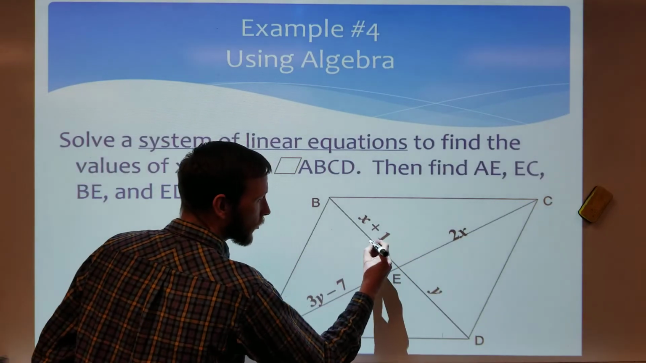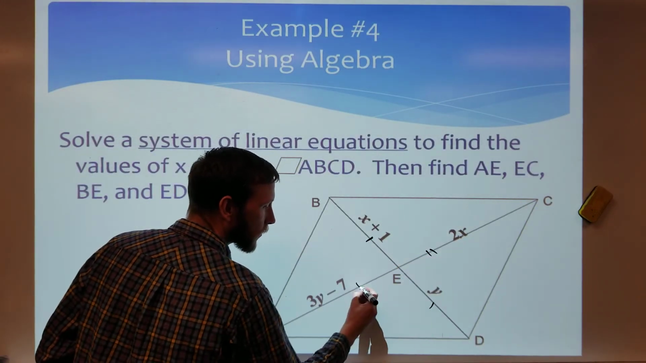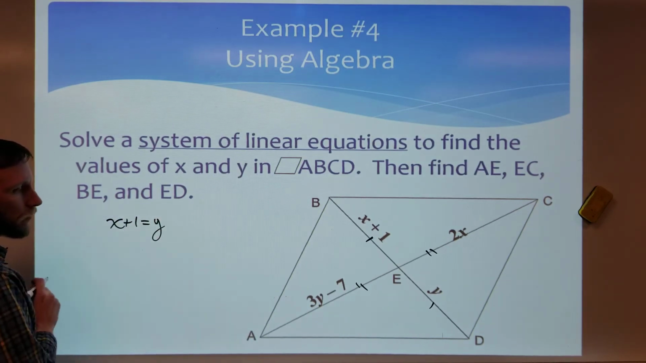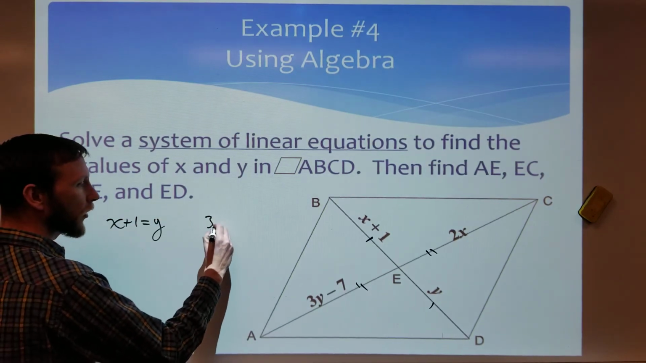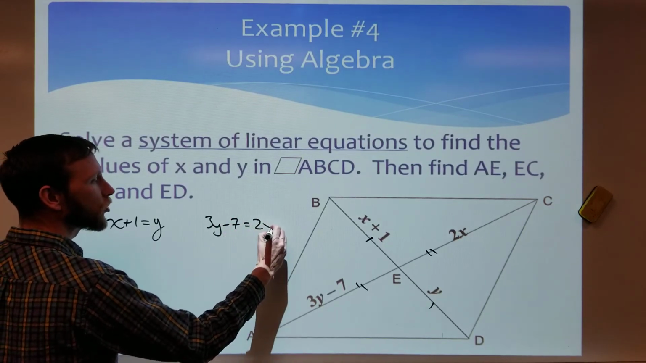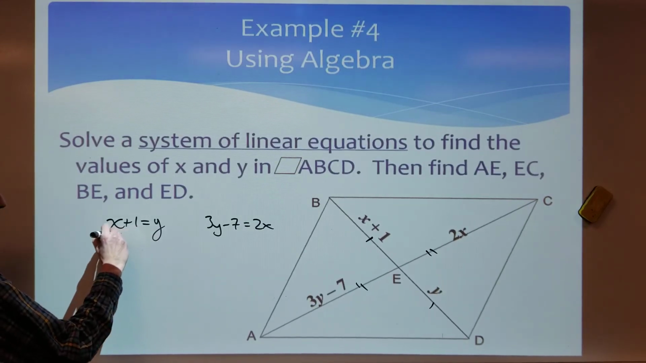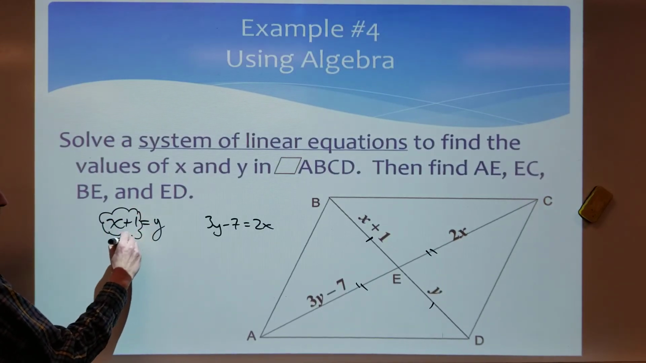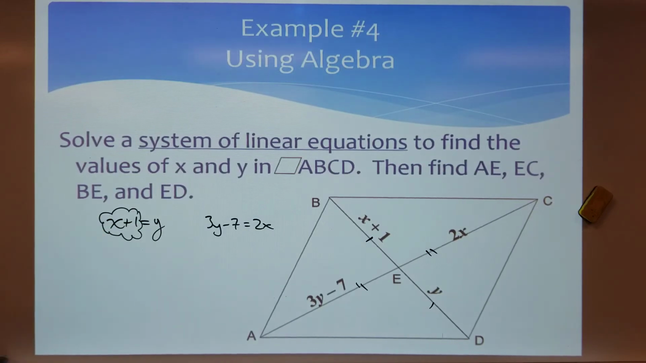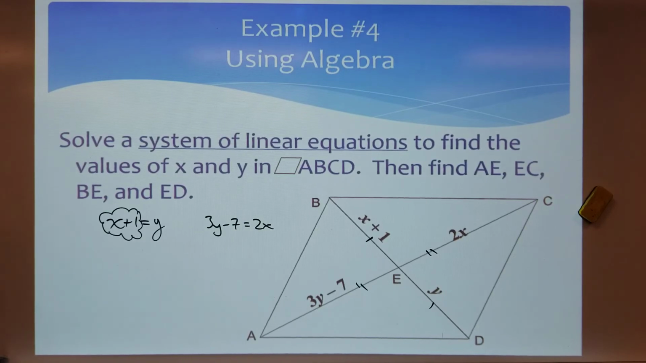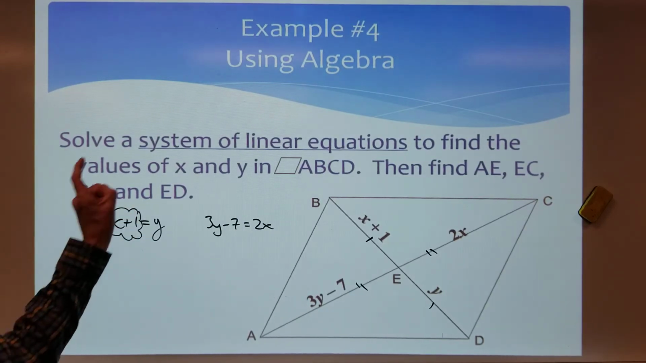If these diagonals bisect each other, then I know that x plus 1 would equal y. I would also know that 3y minus 7 is equal to 2x. So the funny thing about this, ladies and gentlemen, is that I know what y equals. y is equal to some number plus 1. But not just any number, it's x. And you know what? There's an x over here, and there's a y over here.